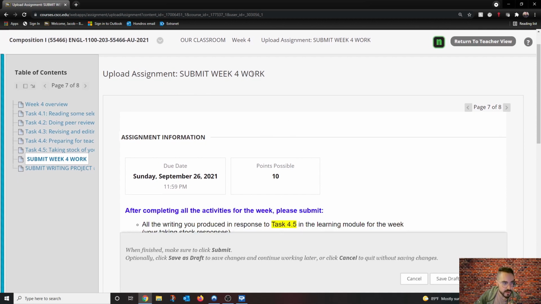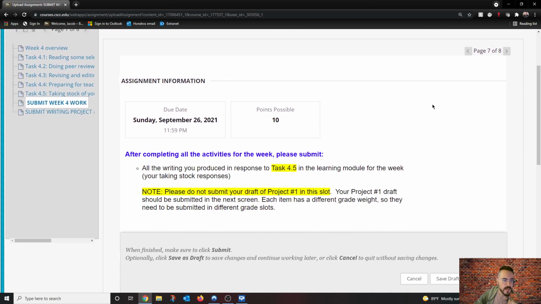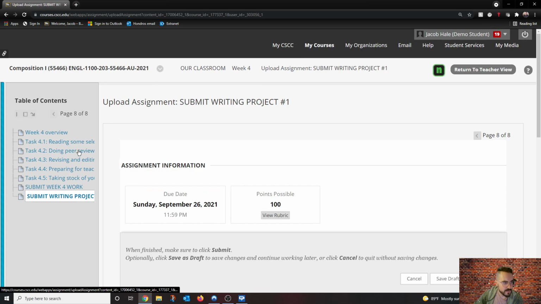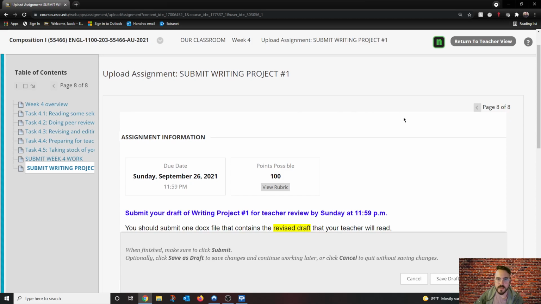On this page, you're going to submit your week 4 work. This is going to be the writing that you produced in response to task 4.5, which is what we just looked at, taking stock of your writing. Everything that you wrote for task 4.5, you're going to submit here on this screen. You'll notice that there's a note here that says, please do not submit your draft of project 1 in this slot. That is what the next slot is for. So on the last page of this weekly module, submit writing project 1. So you're submitting those assignments in two different places.